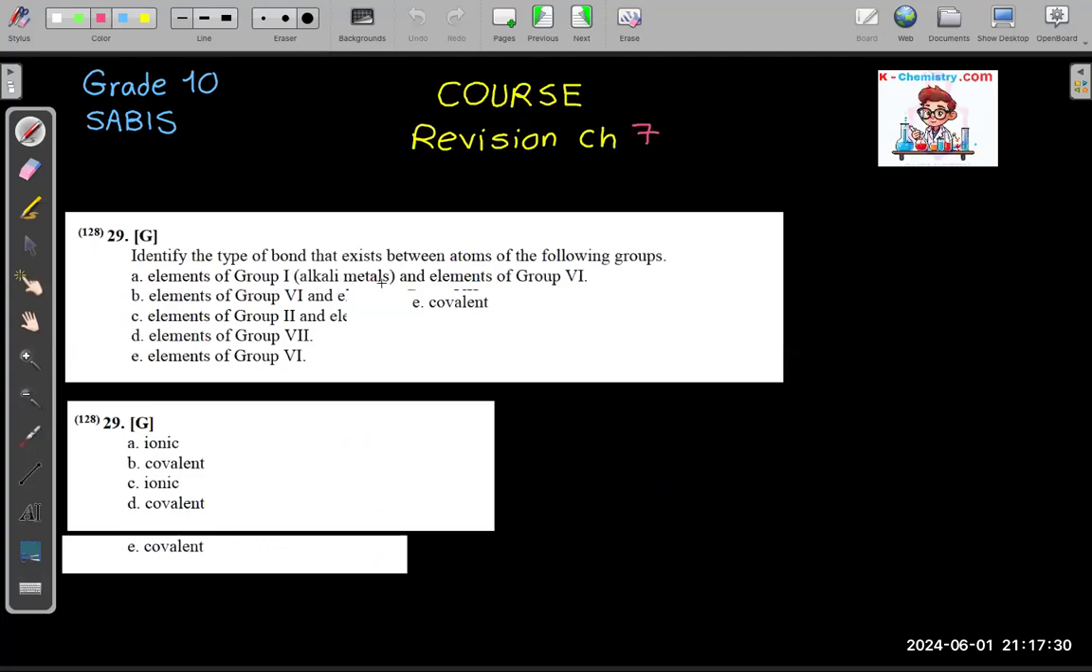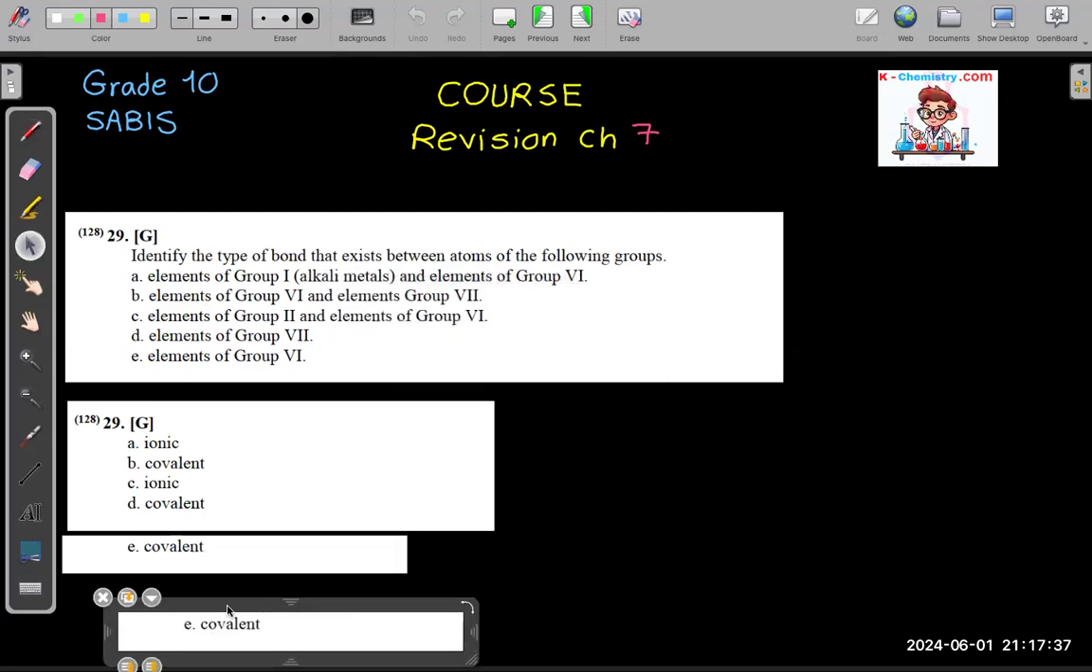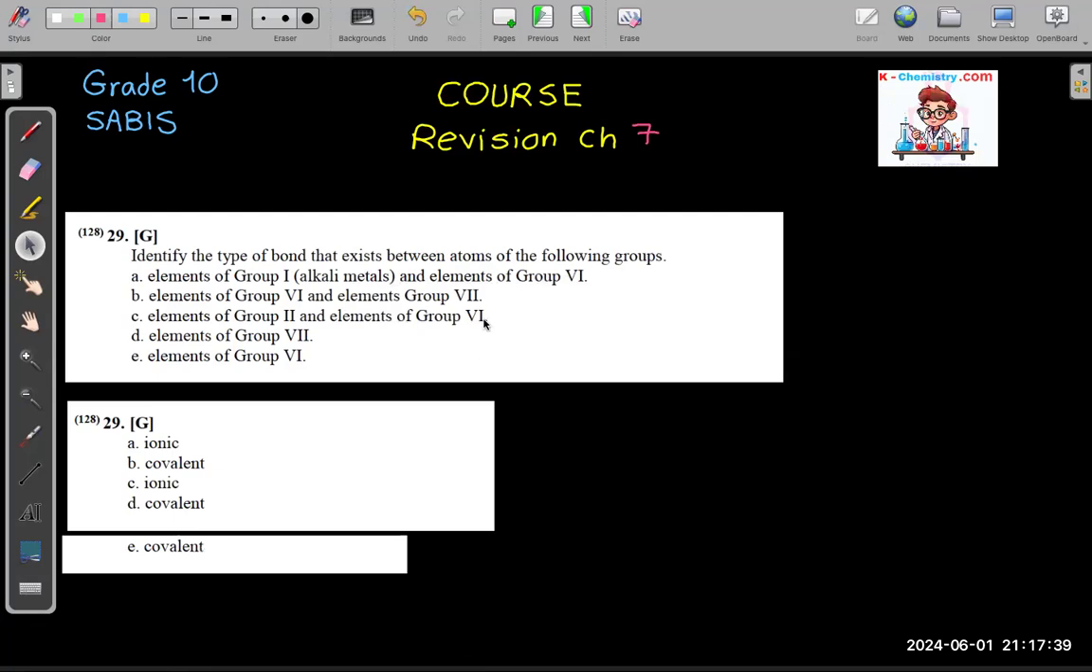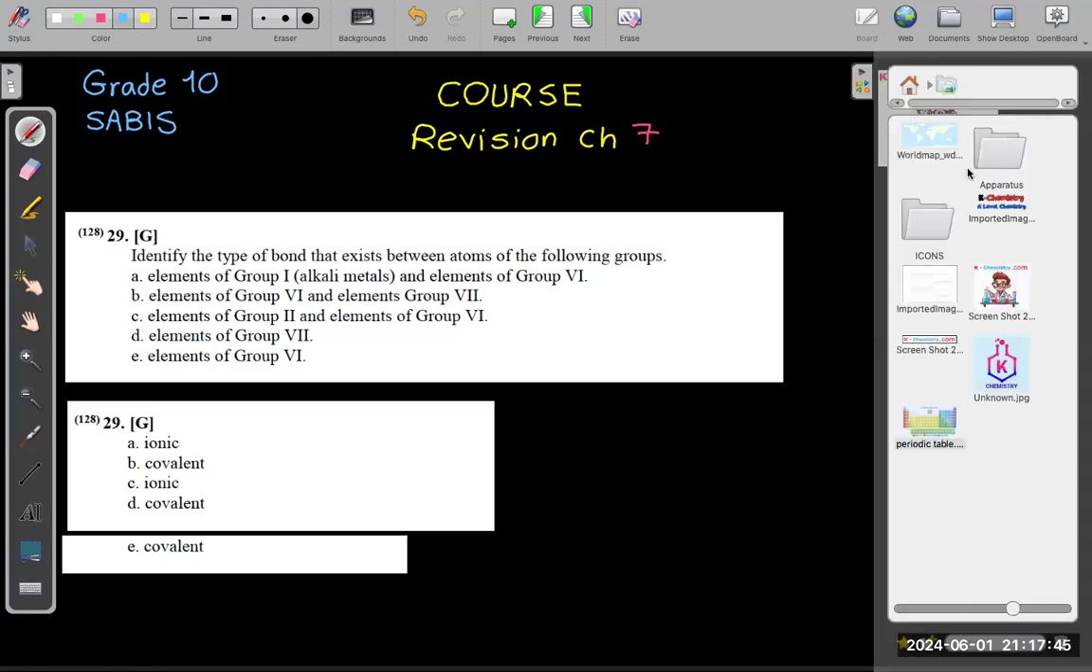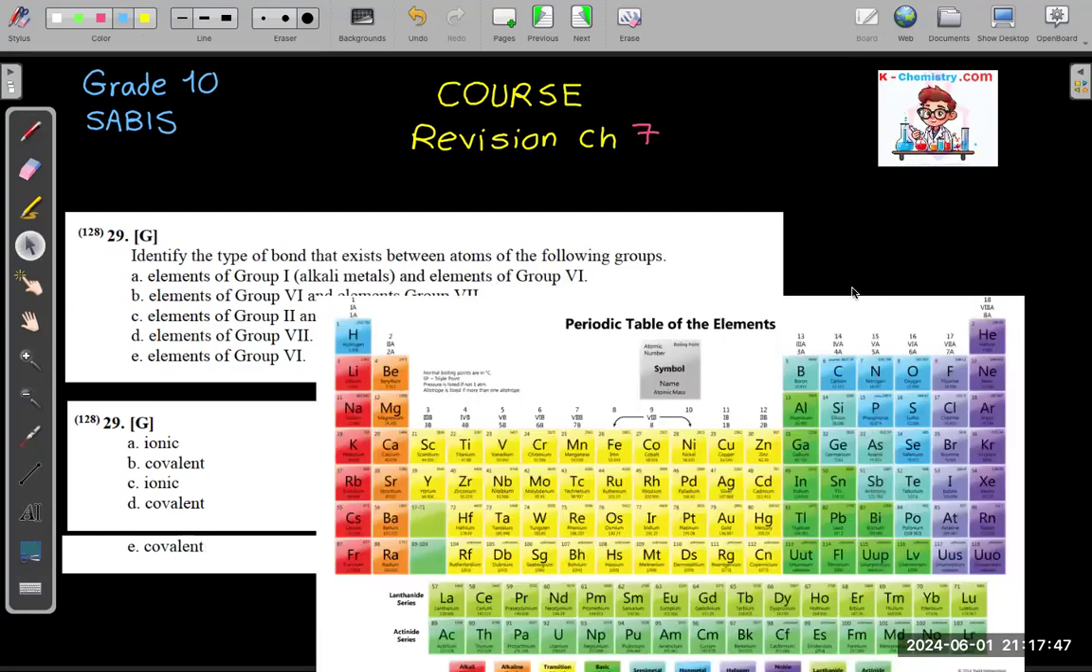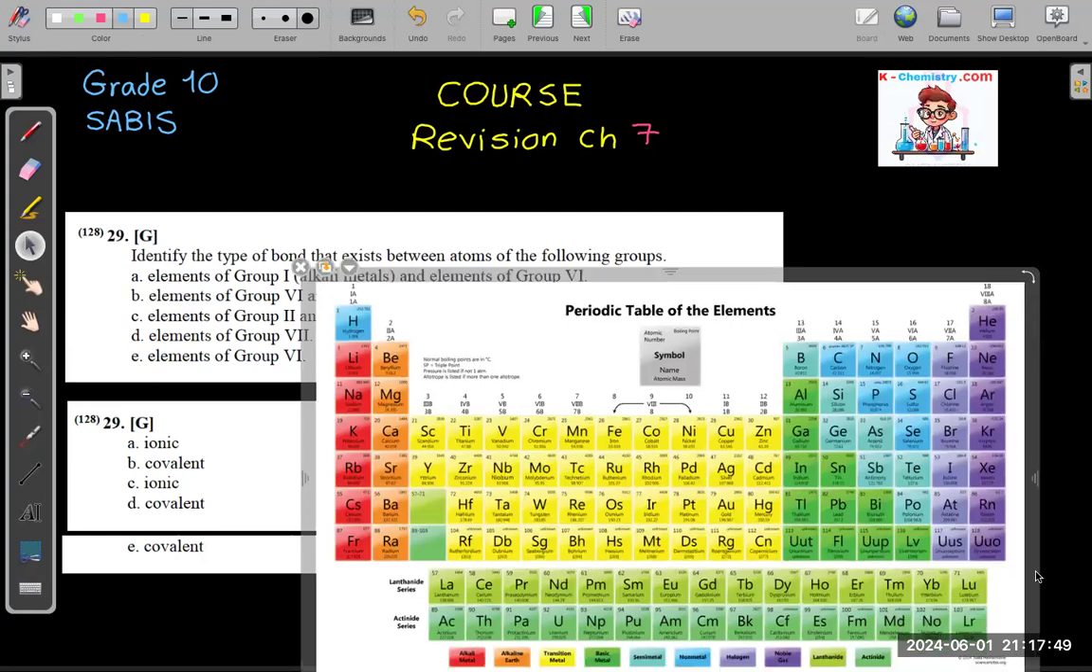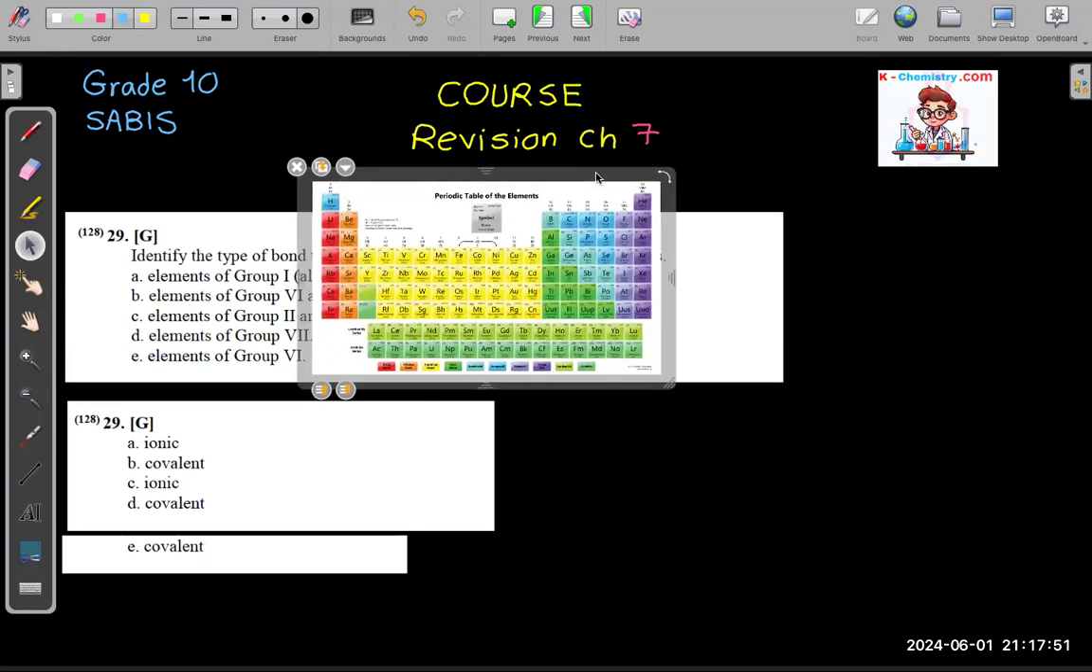Identify the type of bond that exists between atoms of the following groups. Mister, how do I answer this question? That is an easy one. I don't need to memorize this one. If you have an element from the left side of the periodic table and an element from the right side, what kind of bond do they form? You know that one.